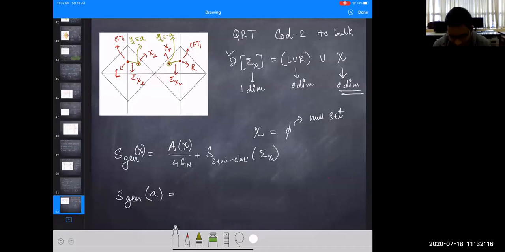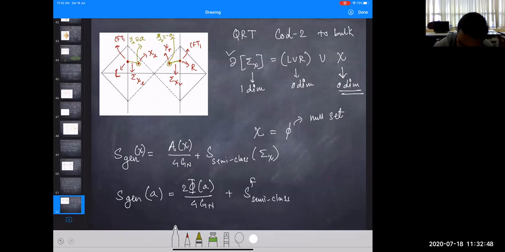So S generalized is going to be a function of a. a is the only parameter I have to extremize over. So it's the value of the dilaton at a. But there are two dilatons, right? Because there are two extremal surfaces, chi L and chi R. So it's twice of that divided by 4g Newton. And you'll see that the value is symmetric on both sides, so phi of a and phi of minus a are the same thing. Plus a fine-grained entropy, which should be computed in semi-classical physics in a fixed background, of sigma chi L union sigma chi R.